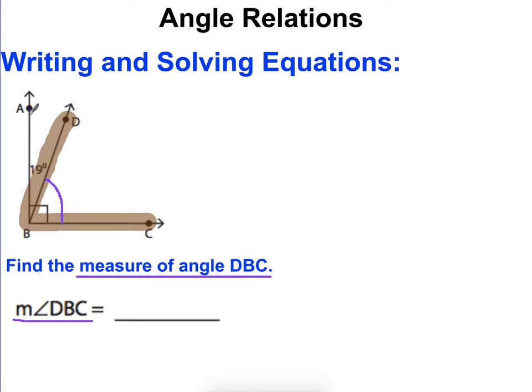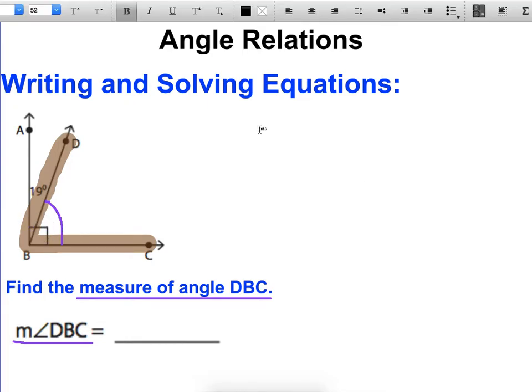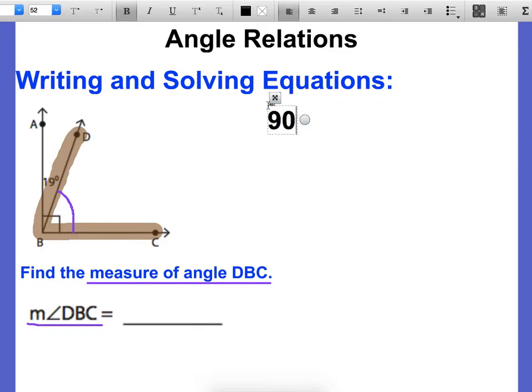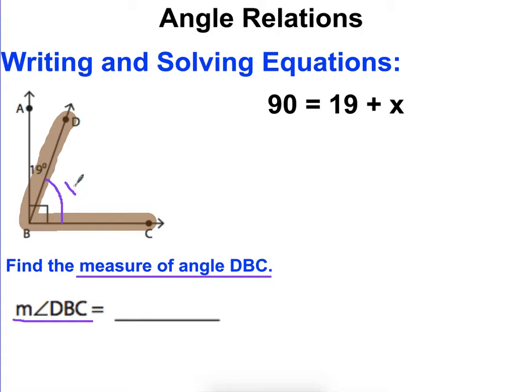So I know that this angle right here, ABD, is 19 degrees. DBC is the one we're looking for. And what do we know? We know ABC, so following in order, A to B to C, is 90 degrees. There's the 90-degree symbol on there. So when I write an equation, I'm going to say 90 equals 19 plus, because they're complementary, this unknown angle. I'm going to call that X. You can use any symbol that you want to, but I'm just going to call that X because we don't know what that is.